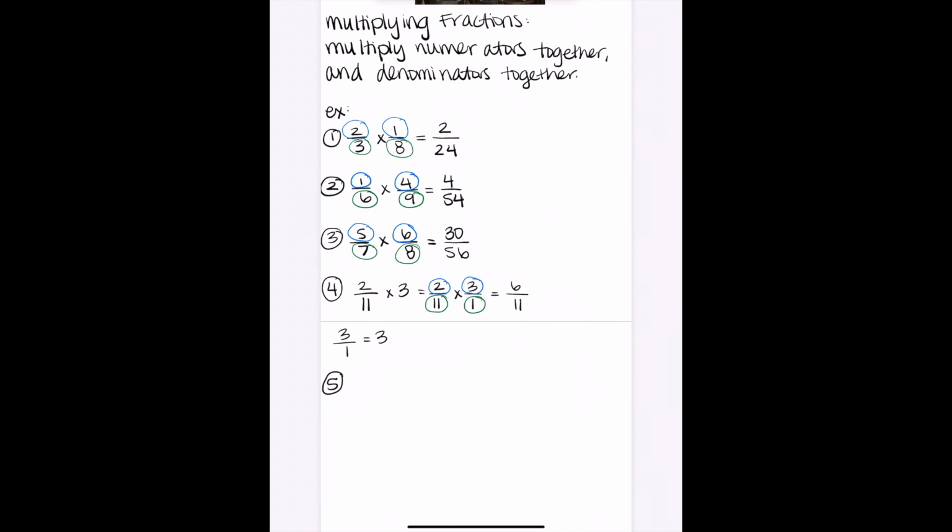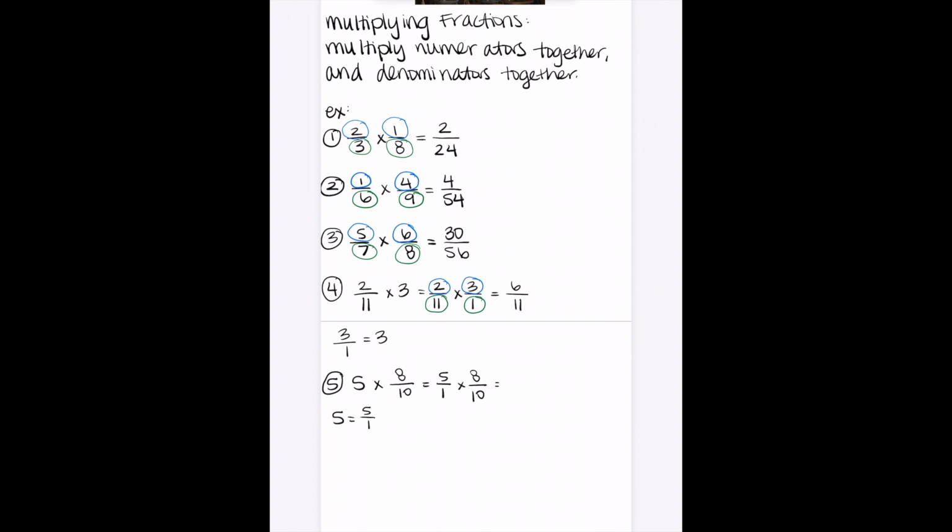Let's do one more for practice. We did a fraction times a whole number. Now we'll do a whole number times a fraction. So for number 5, we'll have 5 times 8/10. Same as before, 5 is our whole number. 5 is equivalent to 5/1. Our denominator of whole numbers is always 1. So we'll have 5/1 times 8/10 when we rewrite it.